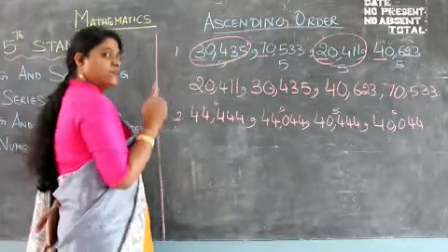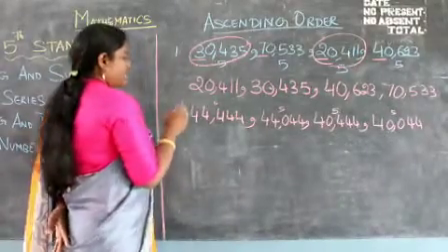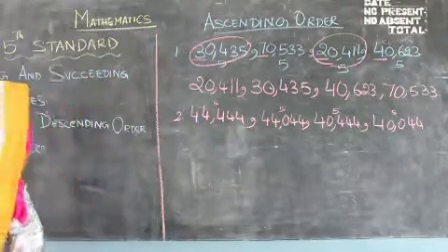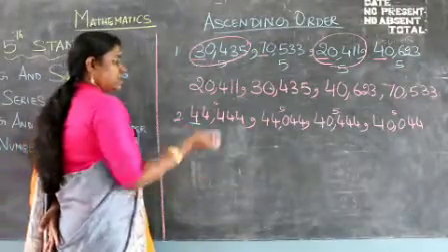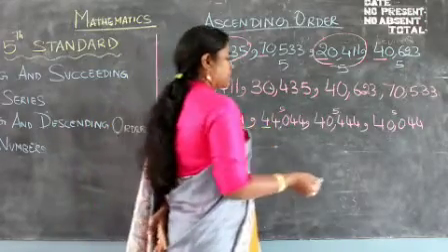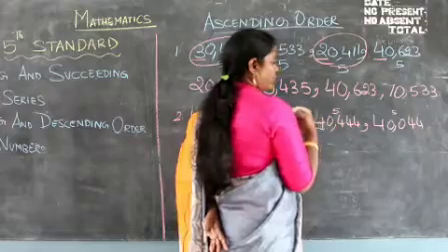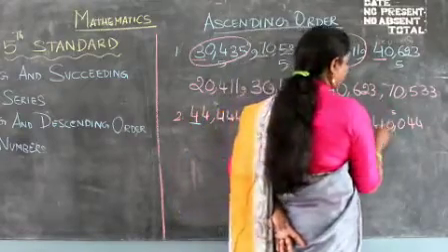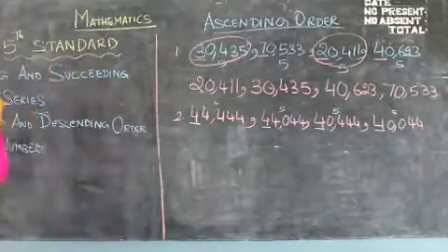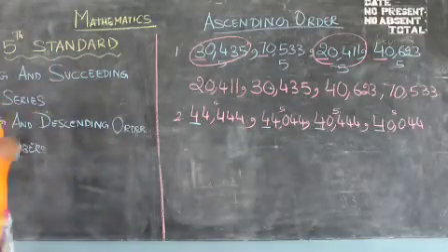Now let's go to the first digit of each number. The first digit of the first number is 4. The first digit of the second number is also 4. The first digit of the third number is also 4. And the first digit of the fourth number is again 4. What happens here? Everything is same. So what are we going to do now? Let's go to the second digit.